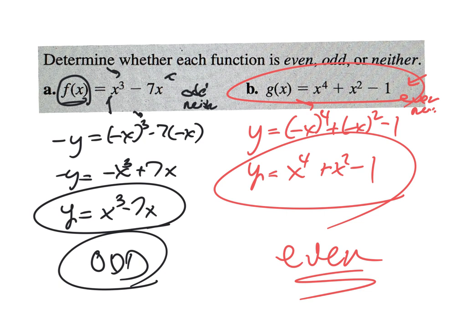So one more time, even is symmetric with the y, odd is symmetric with the origin. To find even algebraically, plug in a negative x, see if you get the same thing you started with. If it's odd, plug in a negative x and a negative y, see if you get the same thing you started with, and that's it.